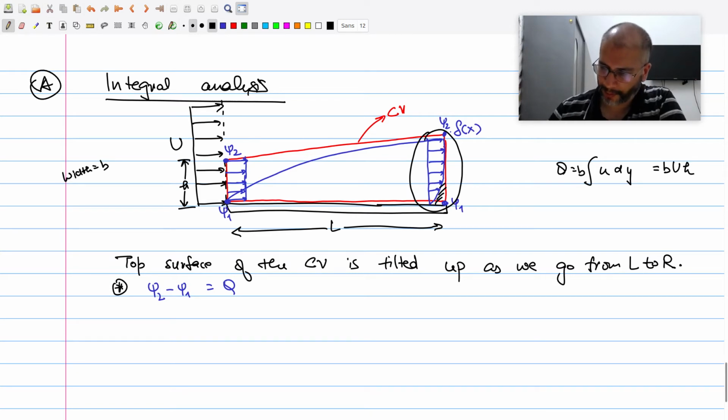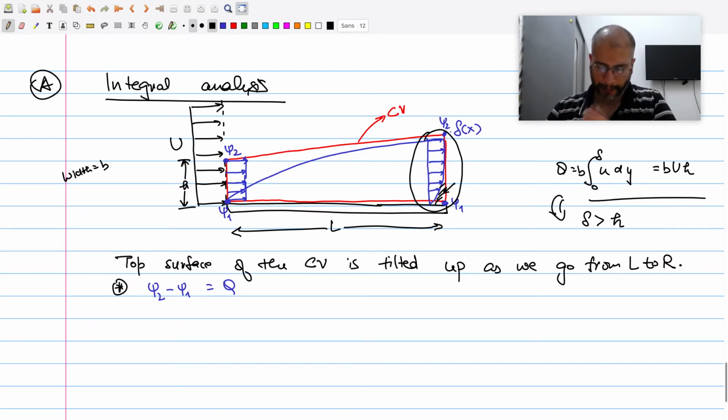This times h. This integral is from 0 to delta. Okay, so you can see that for this flow rate to be the same, you will need a longer distance. So this will imply that your delta has to be greater than h. Only then can these integrals be equal, because there is a deficit in the flow here. Okay, so this is one way to get a feel for this.